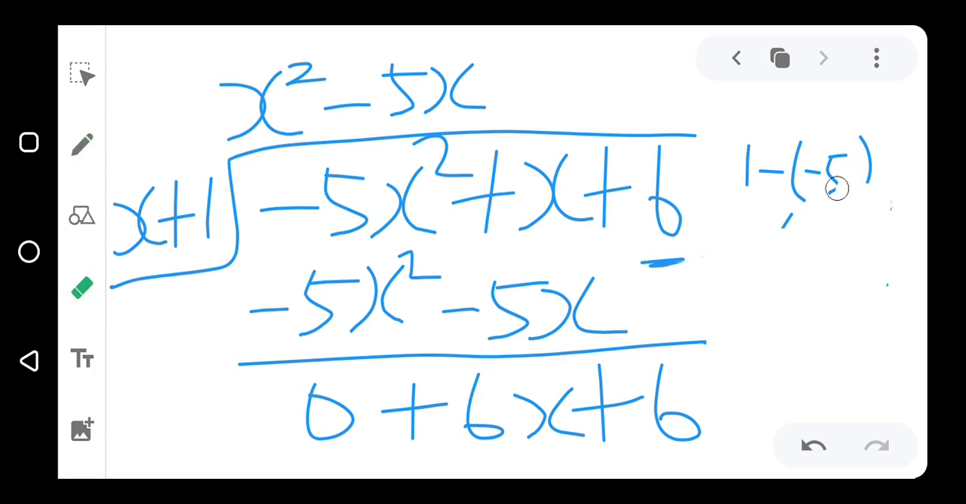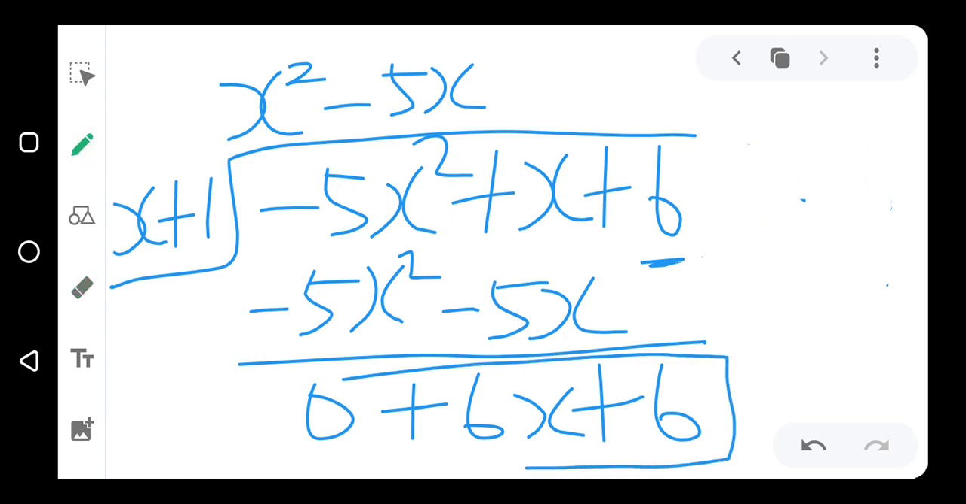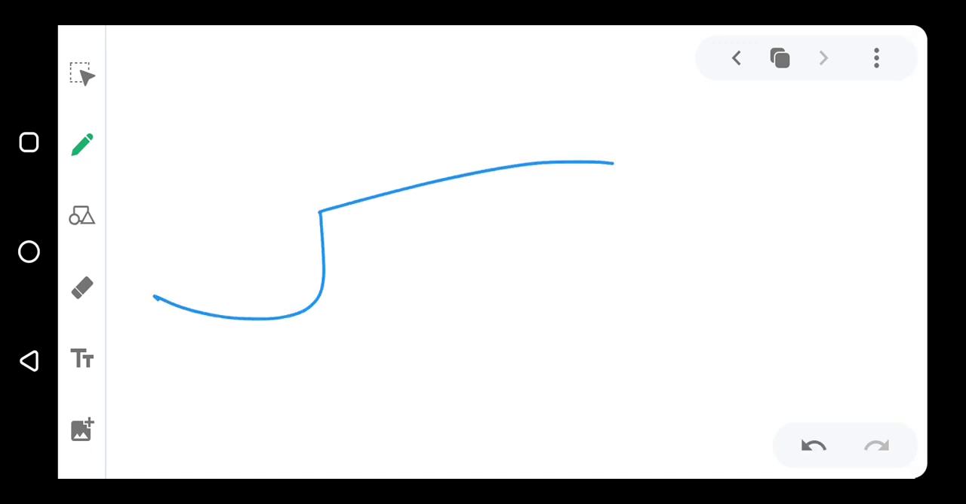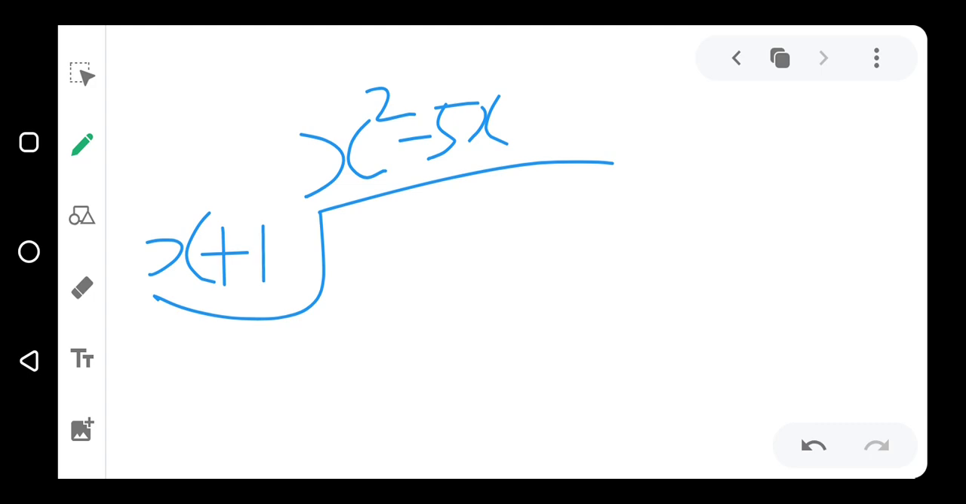Now that means that this one now becomes the new dividend. As the new dividend, we divide it again. So we already have x raised to the power 2 minus 5x. Then the divisor remains the same, x plus 1. Then the new dividend now is 6x plus 6. Now we divide the highest power again in the dividend by the highest power in the divisor. We have 6x.